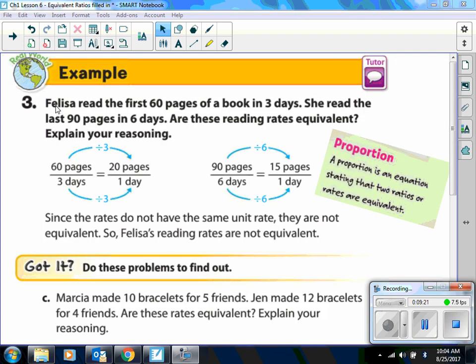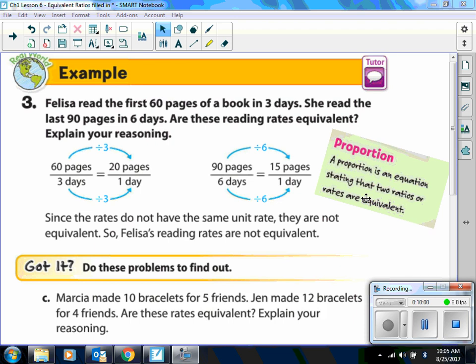Alright, so example 3 says, Felicia read the first 60 pages of a book in 3 days. She read the last 90 pages in 6 days. Are these reading rates equivalent? Now here, we are going to change them to unit rates. So 60 pages in 3 days becomes 20 pages in 1 day. 90 pages in 6 days becomes 15 pages in 1 day. And you can see that the unit rates are not equivalent. So that means that Felicia's reading rates were not equivalent.